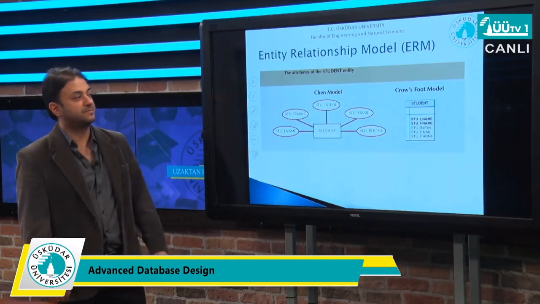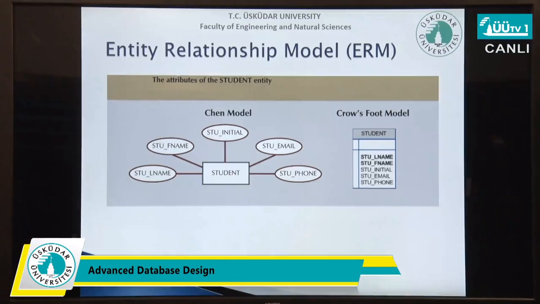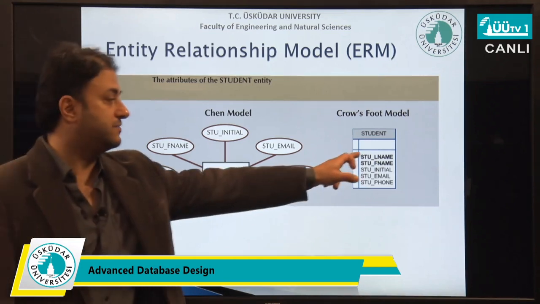So, relational database model. Actually, we have two ways of representing a relational database model. One of them is the chain model, and the other one is the crow's foot model. As you can see, the chain model puts the name of the entity, the table, in a rectangle, and after that puts the fields in ellipses. But the crow's foot model, which is more famous than the chain model, puts this as a rectangle, and this contains the fields here.